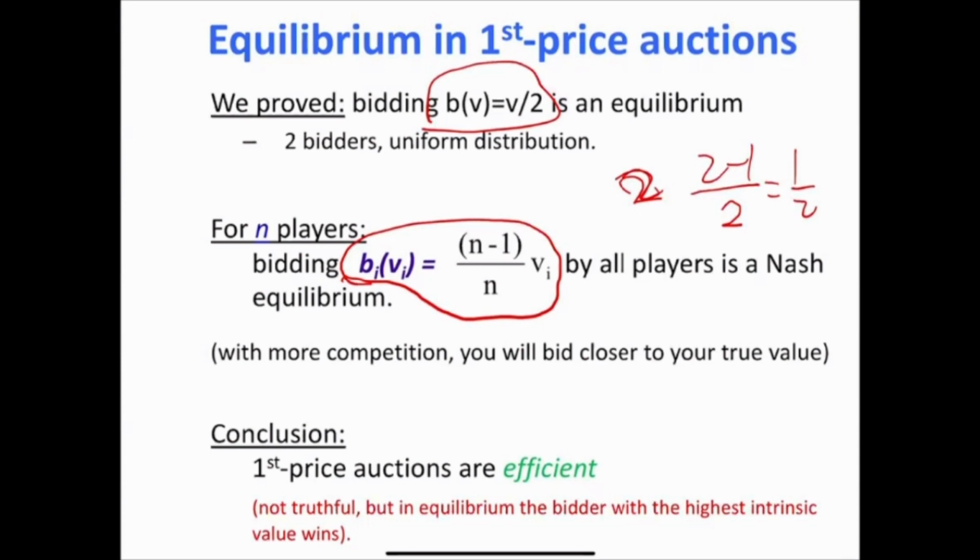This is a monotonic function, right? It's a monotonic function. Therefore, in this first price auction, you always give the item to the one who has the highest intrinsic value. So therefore, it's also efficient.